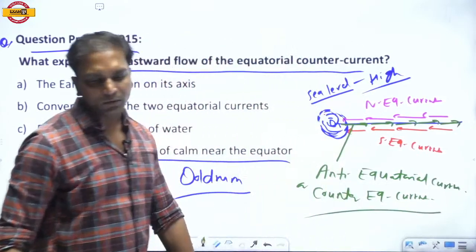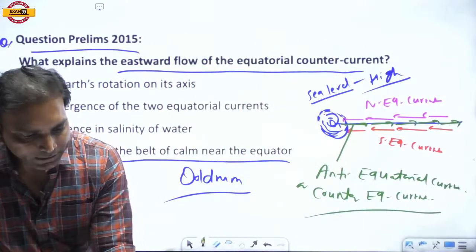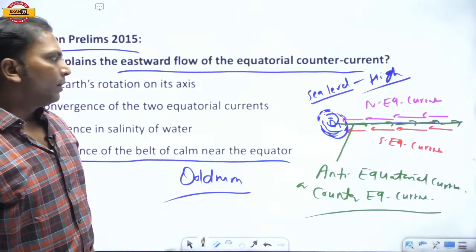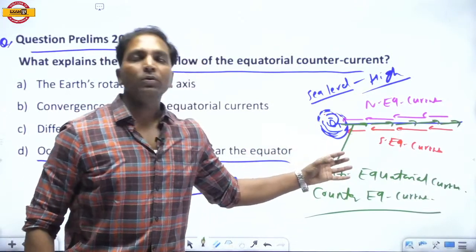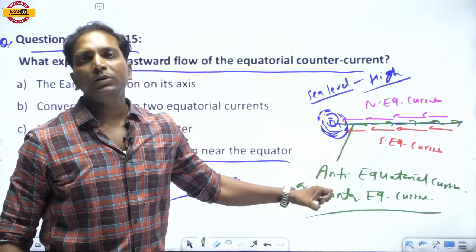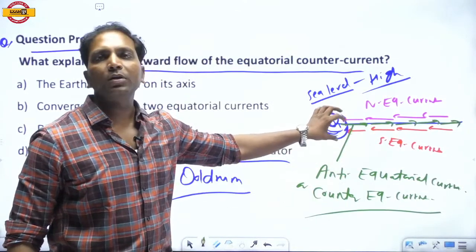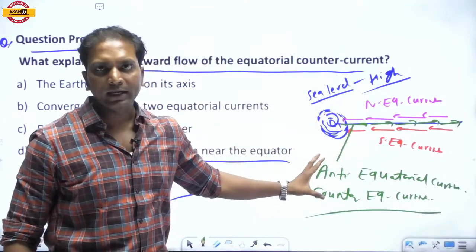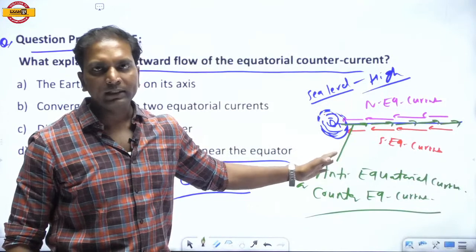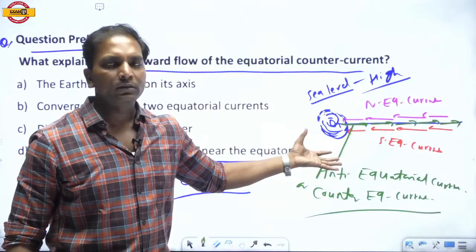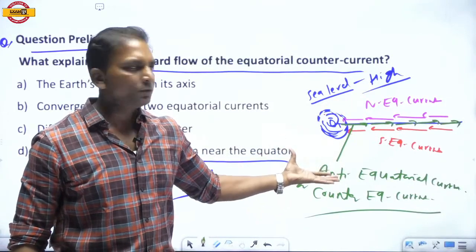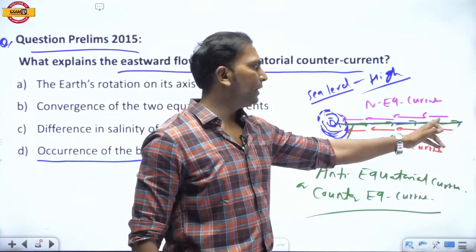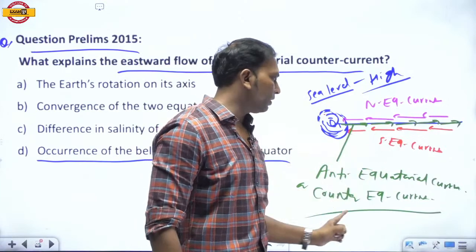Is it clear, Chandan, Mradul, Aman? The counter-equatorial current forms because there is a maximum agglomeration of water at this side, because of the north and south equatorial currents, and because of the lack of horizontal winds in the doldrum region, or calm zone. The movement of oceanic water from this side to that way creates the anti-equatorial current, or counter-equatorial current.